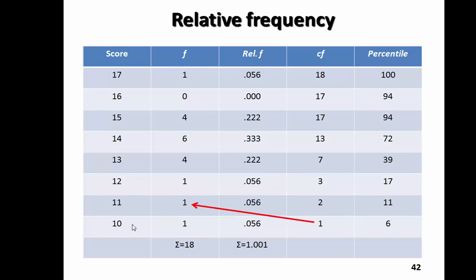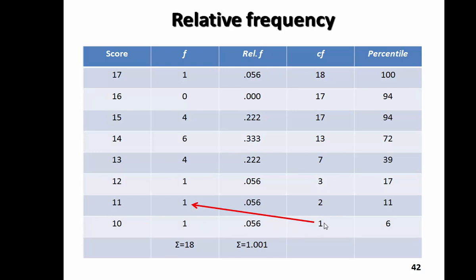And so we start with the first row on the bottom with the lowest score of 10. Only 1 student obtained that score, and the relative frequency was 0.056, 1 divided by 18, and we see that the cumulative frequency would be a 1, so it would be the exact same number we see in this cell right here.